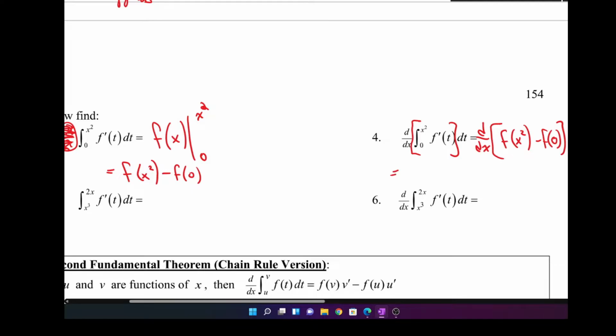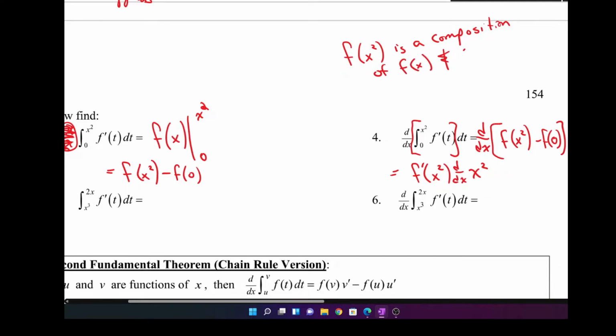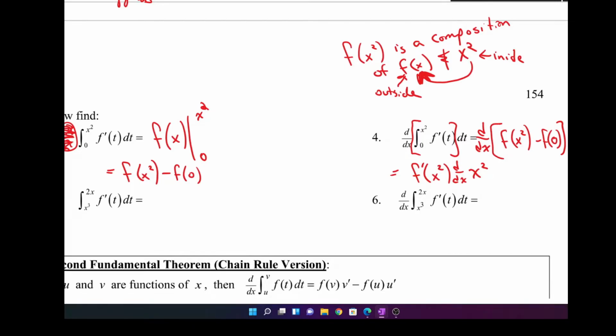And so what I will get is f prime of x squared, but don't forget that I am going to take the derivative of the inside function. This f of x squared is a composition of f of x and x squared, where I plugged x squared into my function. So this is my inside, and that is my outside. I don't know what it is, is it sine or natural log or whatever, I'm wrapping x squared inside of that function.